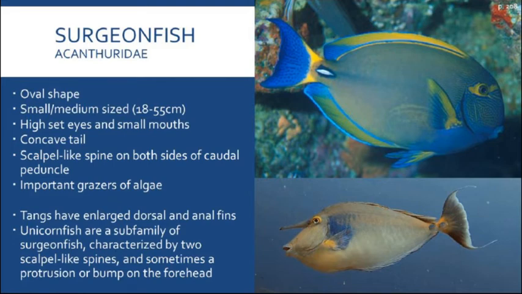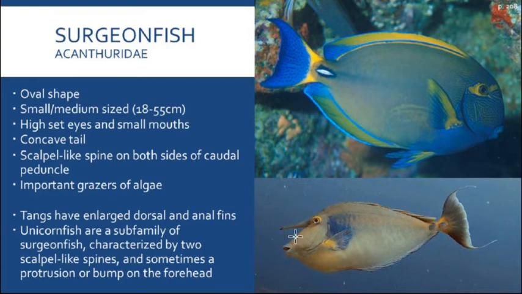We also have a few subfamilies, or other little groups of fish, that belong to the surgeonfish family as well. So the first one we're going to talk about is the tang. I have an example of a tang on the next slide, and I will point it out. Have a look for the enlarged dorsal and anal fins on that example. The example we have on this slide over here is a unicorn fish. Now unicorn fish are a subfamily of surgeonfish. There are a few distinguishing characteristics between the two, which I'll point out now.